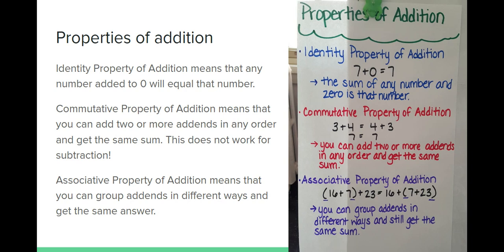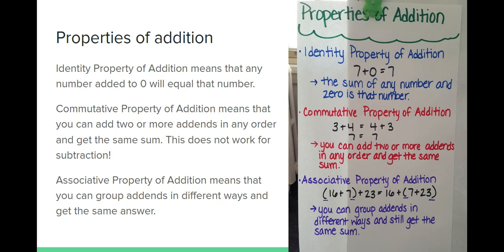You cannot flip subtraction problems and get the same answer. So make sure if you're asked what property this is, that you don't put "of subtraction," because it's not a property of subtraction. This is a property for addition. You can switch the two addends and you're still going to get the same sum.